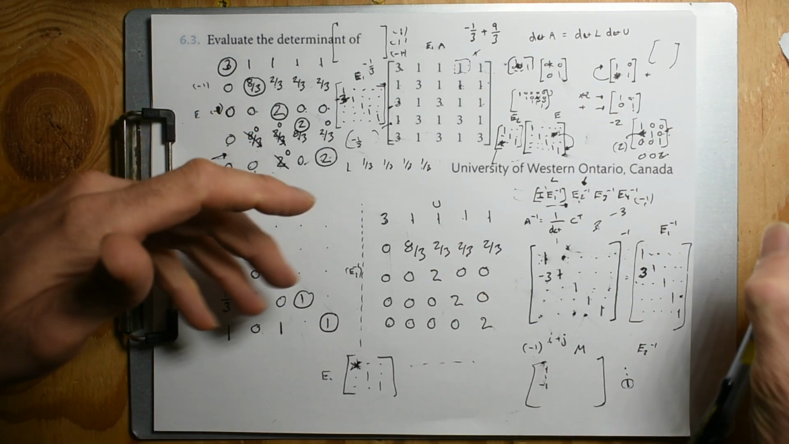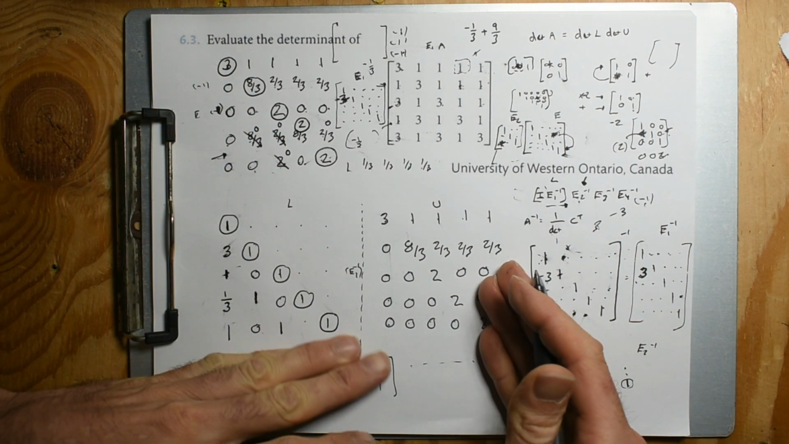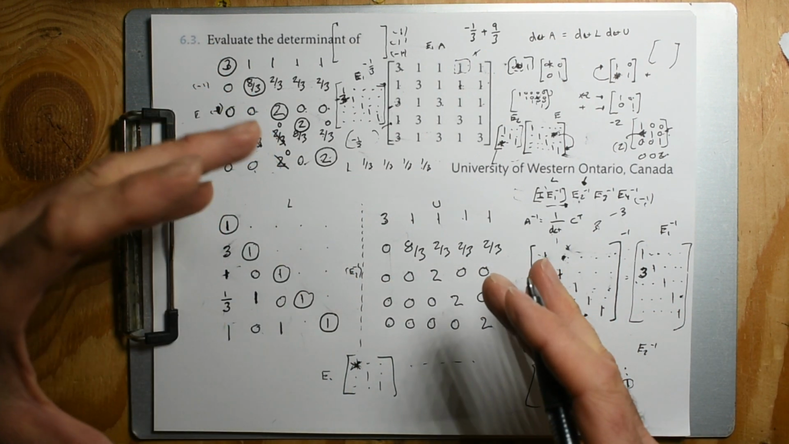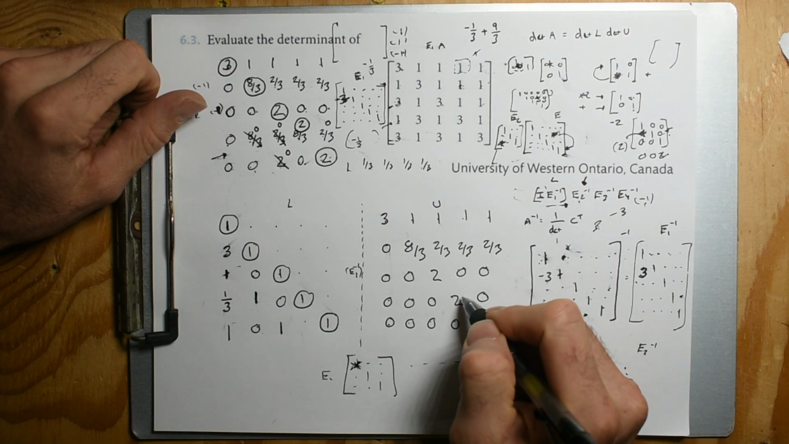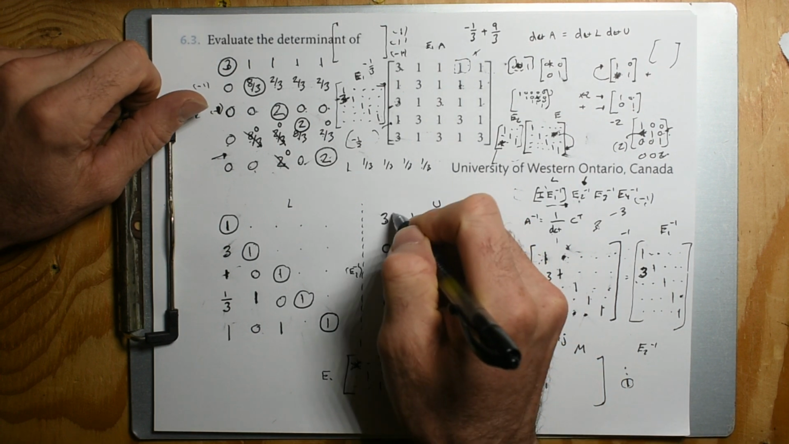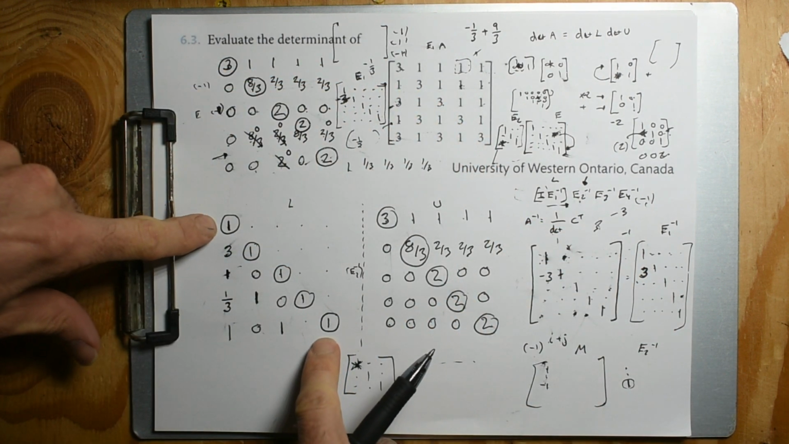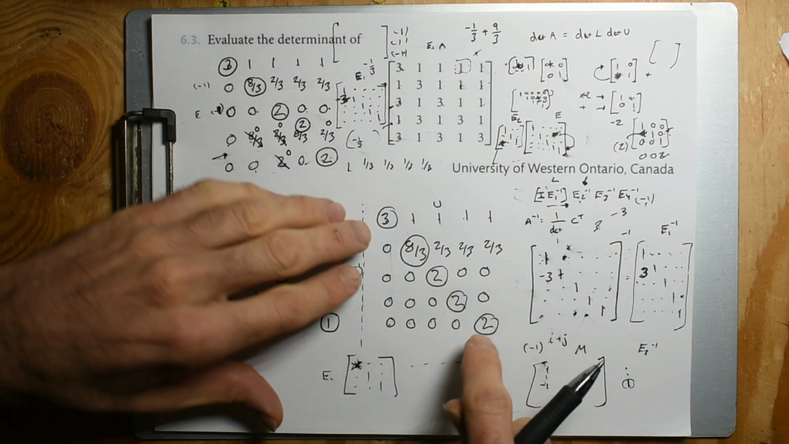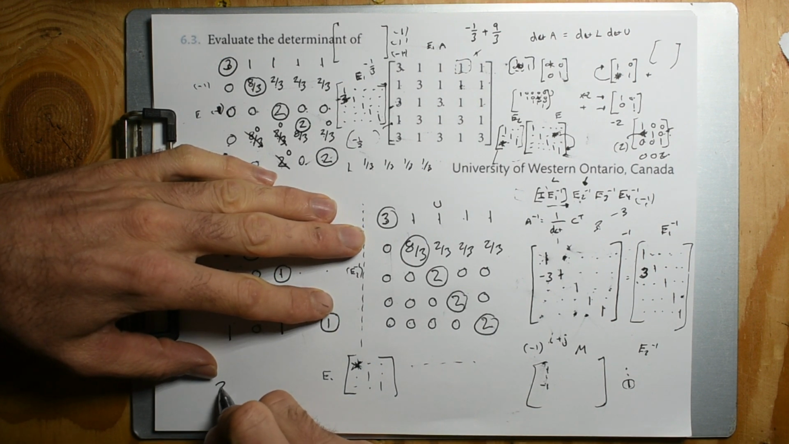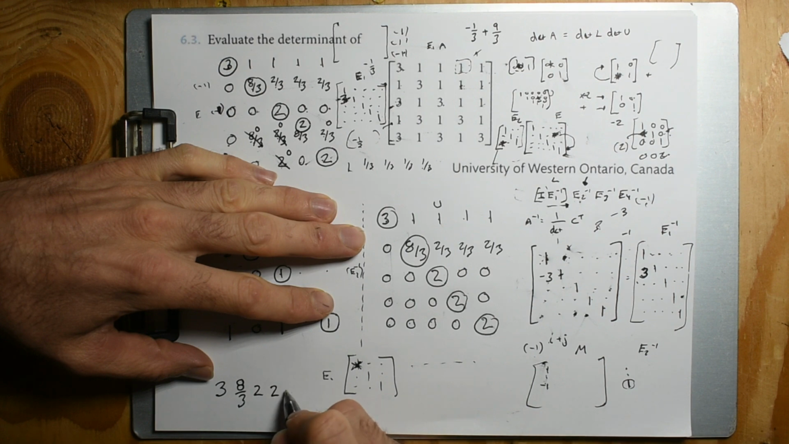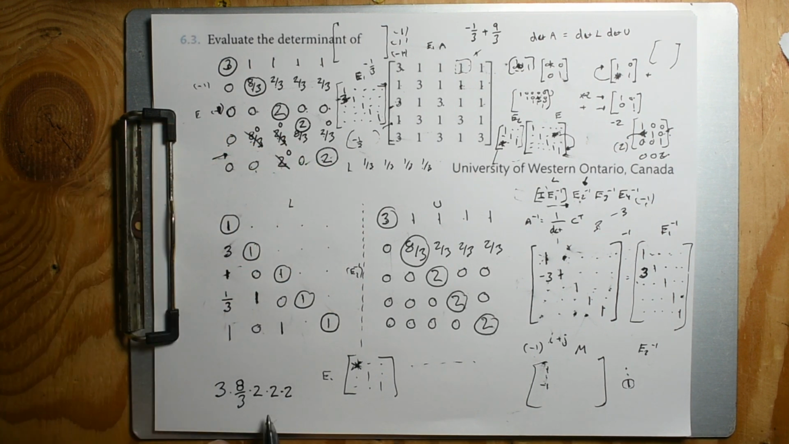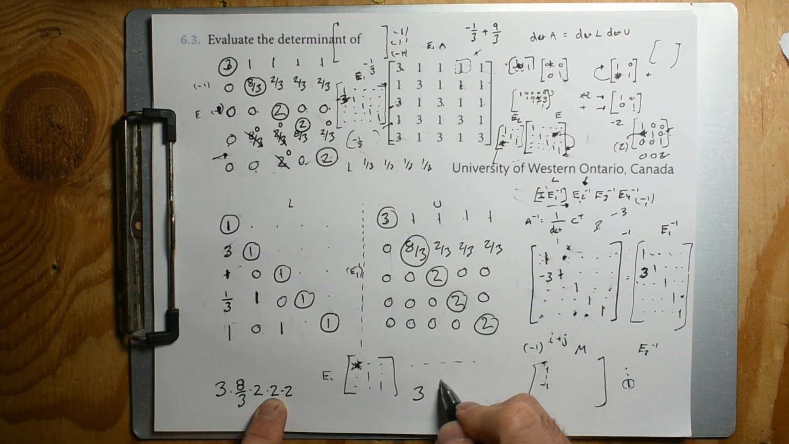Now, you could double check that 100%, and if you did, then you would know that your determinant is just the determinant of L multiplied by the determinant of U. The determinant of L is the diagonals, which is just 1. This determinant is going to be 3, 8/3, 2 times 2 times 2. And you should be able to see that these 2's are an 8. So we have 8/3 times 8.